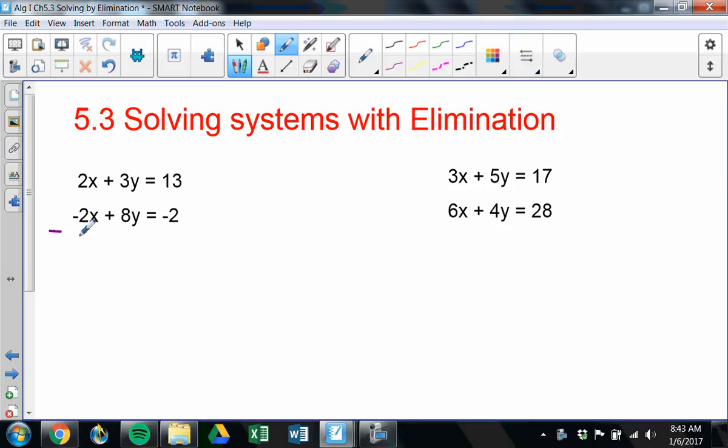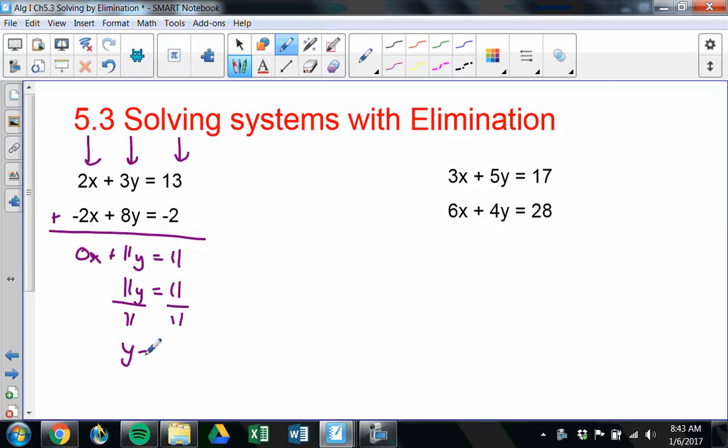In its simplest form, what you can do is just take two equations and add them up. I'm going to add these up in columns. Match up the x's, match up the y's, match up the numbers over there. I get 0x plus 11y equals 11. 0x is actually just 0, so I really get 11y equals 11. Divide both sides by 11, and y equals 1. I found that y equals 1.